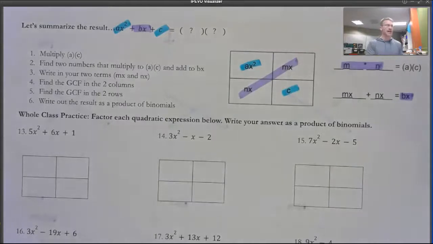So let's look at a couple of examples to kind of put that together. Now we're working backwards, right?